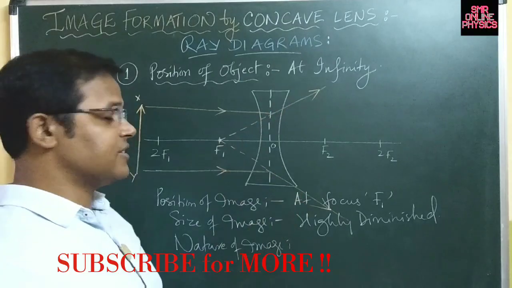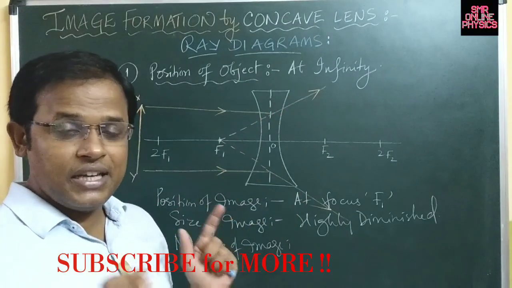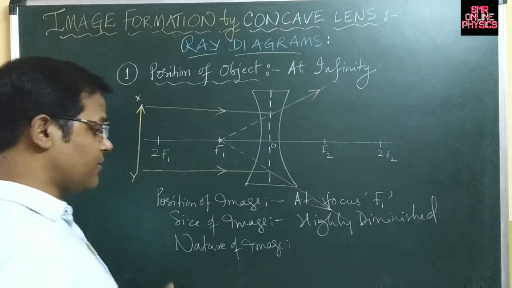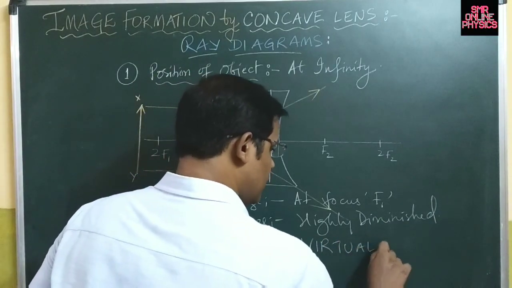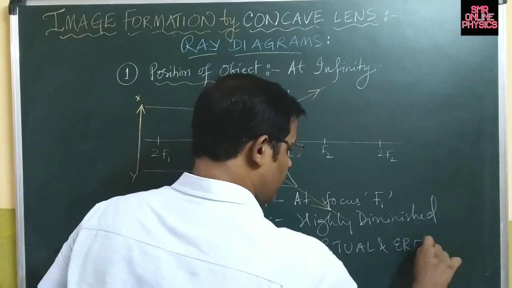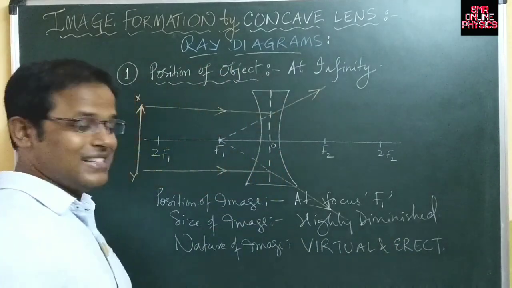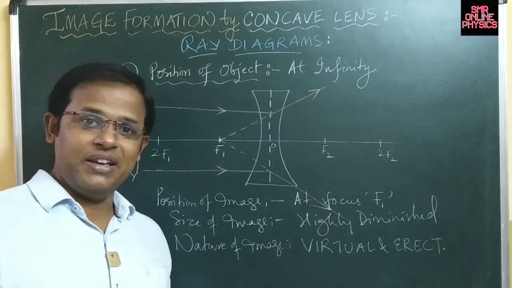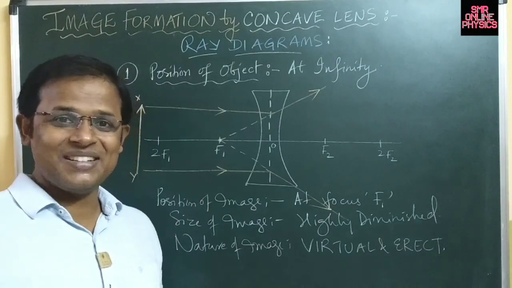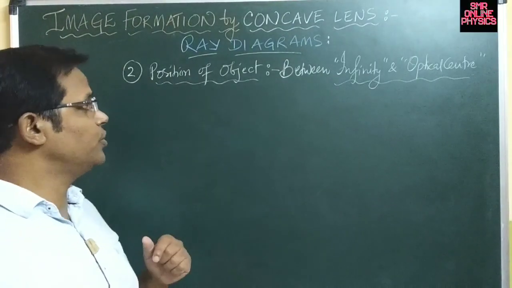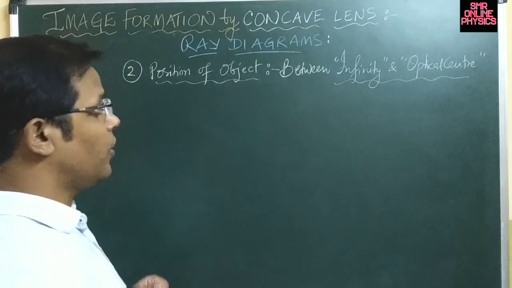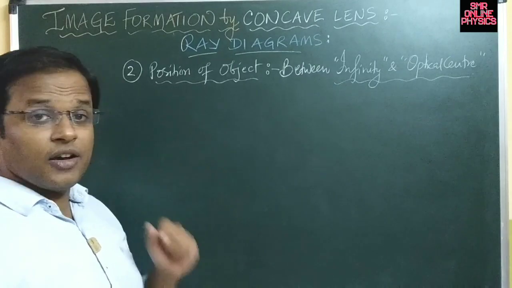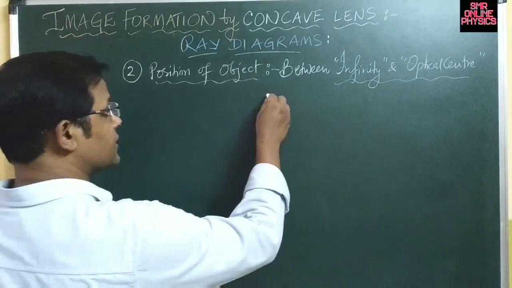The refracted rays never ever meet in real. So this is the formation of a virtual image. Virtual images, my dear, are always upright images. That is, they are always erect images. Did you get me right? Come on. We will see the image formation by a concave lens when the object is between infinity and the optical center. Okay, let's get it right.